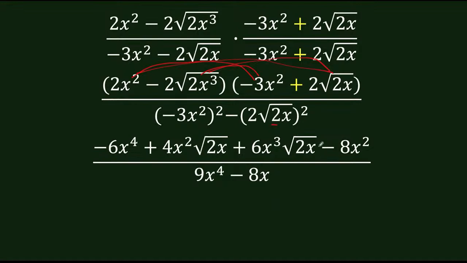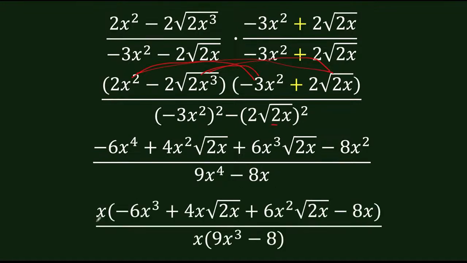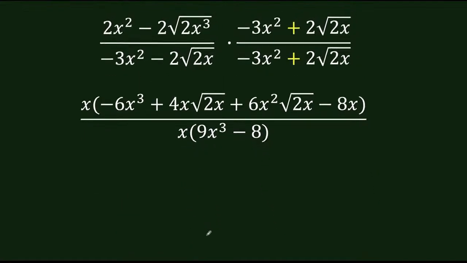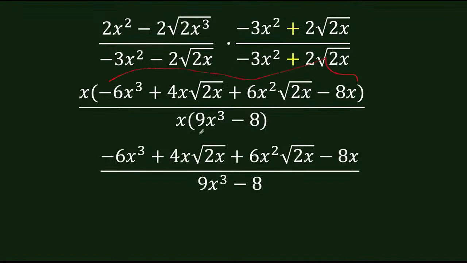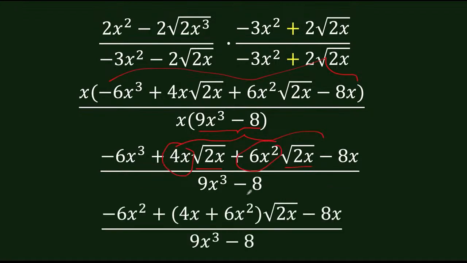Then there's a common factor of x both in the numerator and in the denominator. So let's factor them out. We now have this x factored out. So we can cancel this out. So the final answer would be this entire thing here divided by this binomial here. Square root of 2x and square root of 2x are the same, so this can be considered as like terms. We can still combine 4x plus 6x squared to arrive at this. But this part here is already considered as the final answer. If you write it one more step this way, that's also correct.